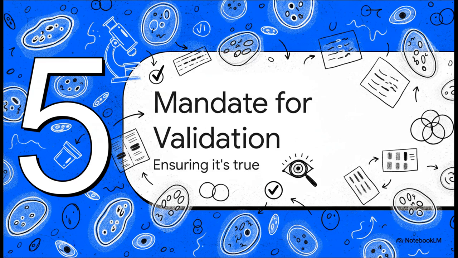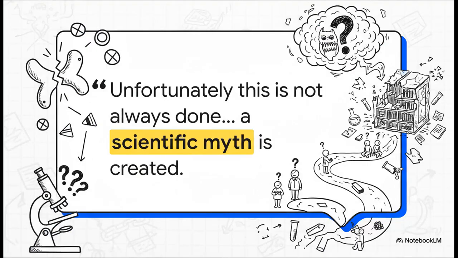We've seen how incredibly powerful IHC is for revealing a cell's secrets. But with that kind of power comes a huge, non-negotiable responsibility for scientific rigor. You have to be absolutely sure that what you're seeing is real. It is so important to remember that an antibody is just a tool, and if that tool hasn't been rigorously tested and validated to prove it only binds to its intended target, your results can be dangerously misleading. Poorly validated results don't just lead to errors, they can create what some call scientific myths that can misdirect entire fields of research for years.